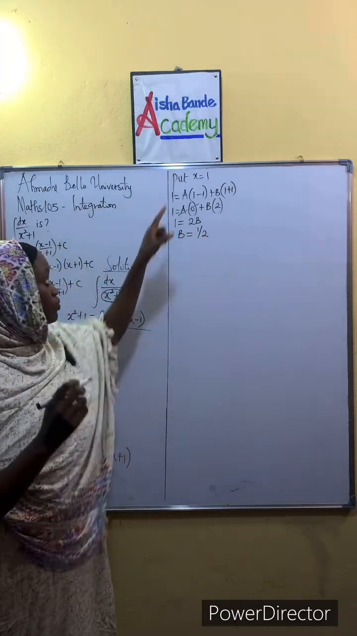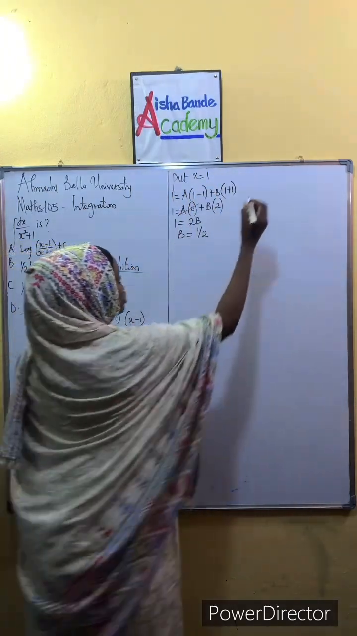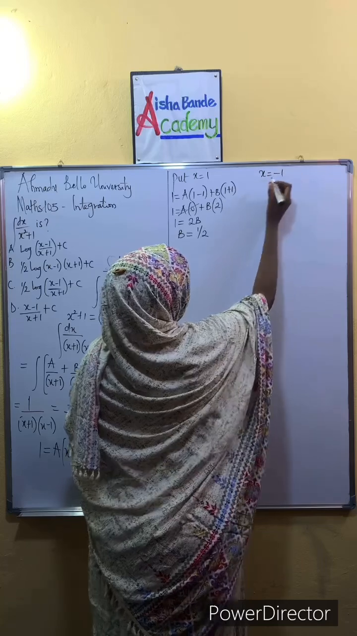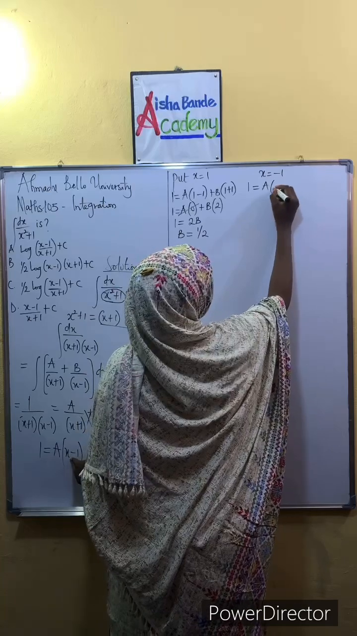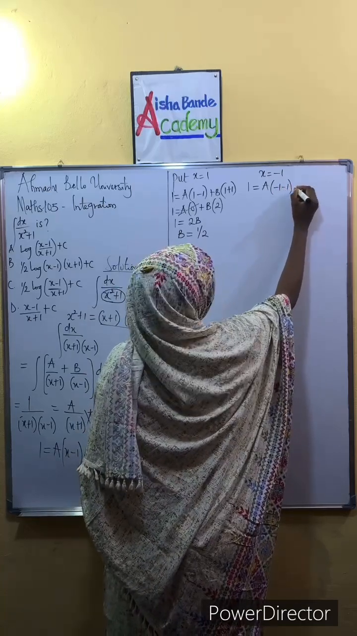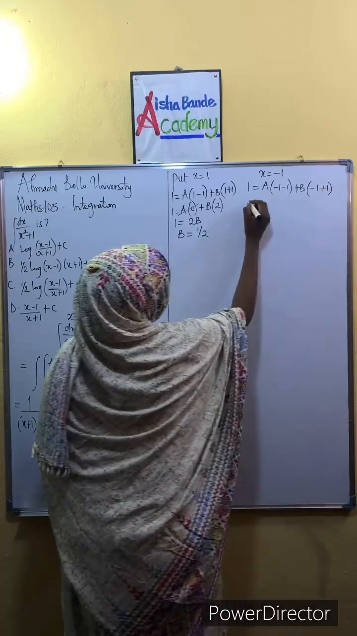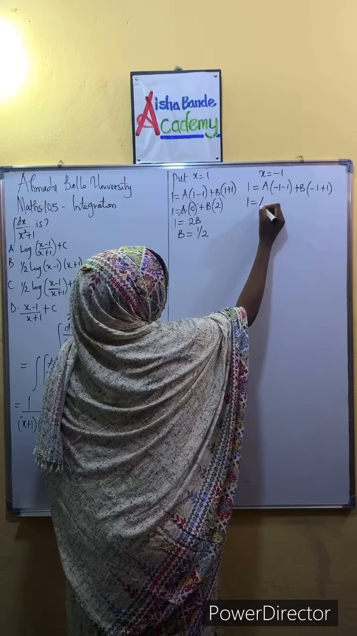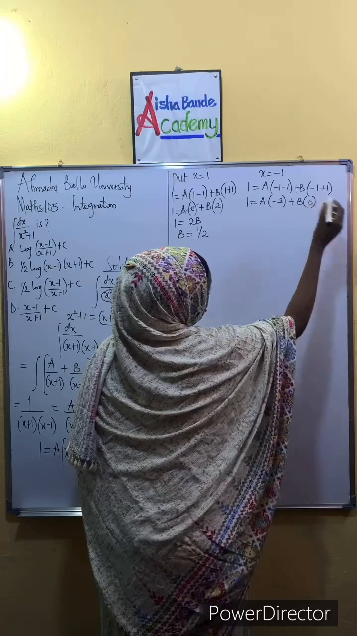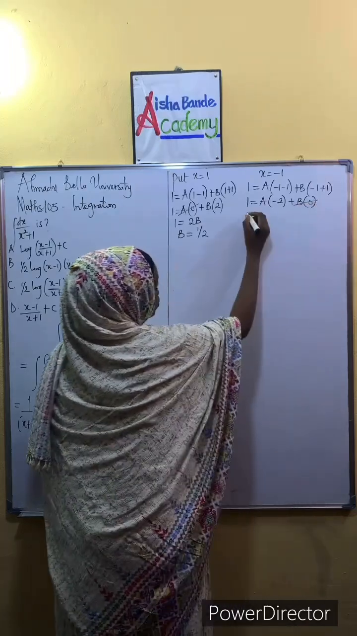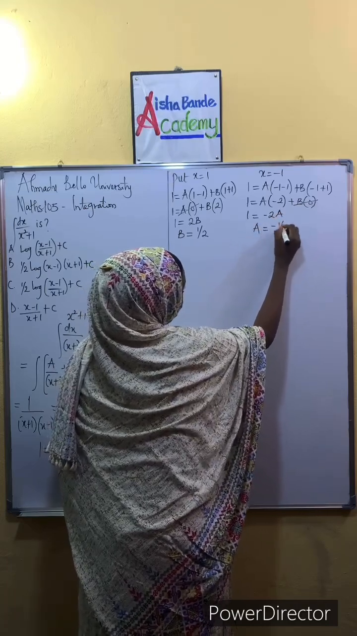So what this means is that when we substituted x equals 1, we got b to be 1 over 2. Now let's substitute x equals minus 1. So 1 is equal to a(minus 1 minus 1) plus b(minus 1 plus 1). So 1 is equal to a(minus 2) plus b(0), since minus 1 plus 1 is 0. So b becomes 0, and we have 1 equals minus 2a, so a is equal to minus 1 over 2.